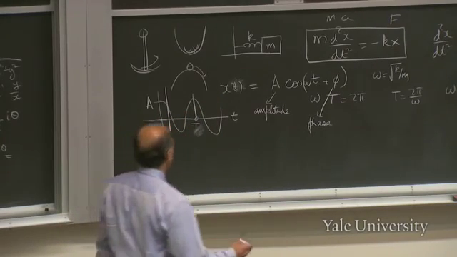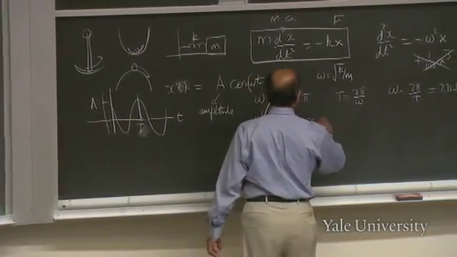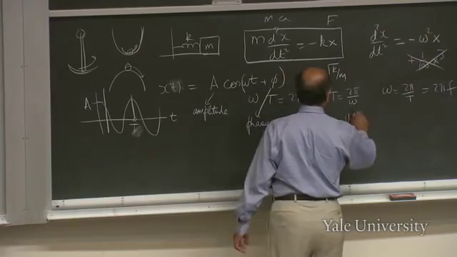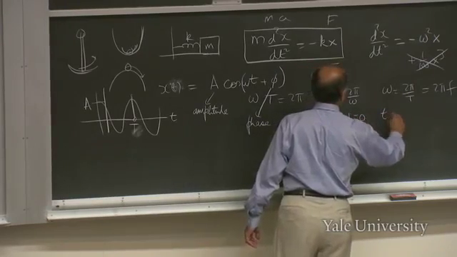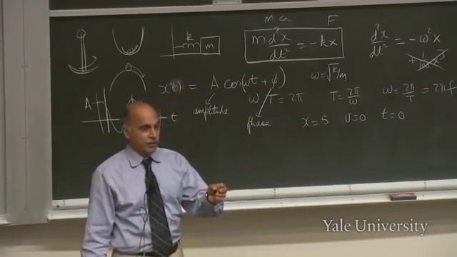So let me give you an example. Suppose an oscillator has x equal to 5 and velocity equal to 0 at t equal to 0. So what does that mean? I pulled it by 5 and I let it go.